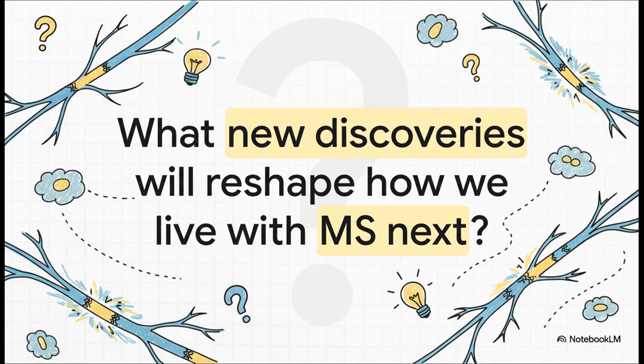And that really brings us to today. Our understanding of MS has just exploded, and research is moving faster than ever. It leaves us with this one final, really hopeful question. With science advancing the way it is, what new discoveries are just around the corner that will totally reshape how we live with MS next? The answer is going to keep changing the future for everyone affected by this disease.